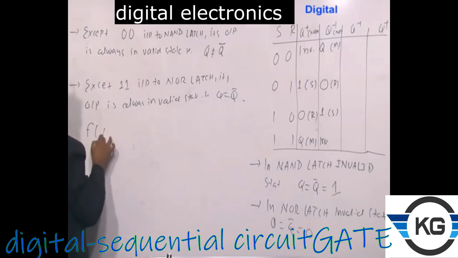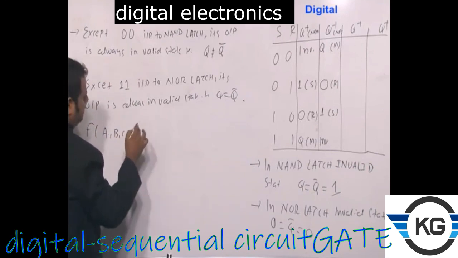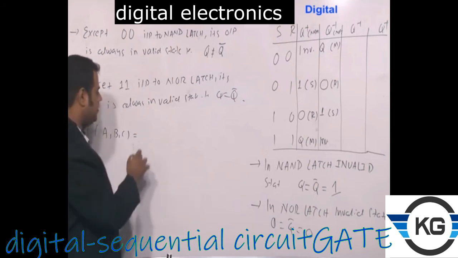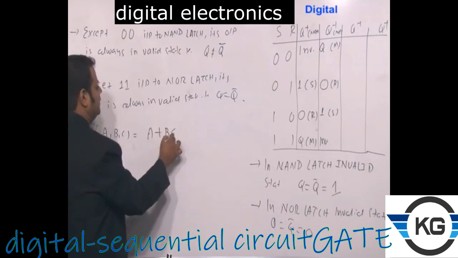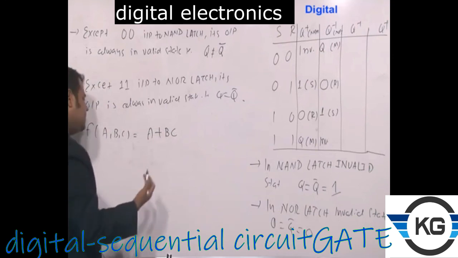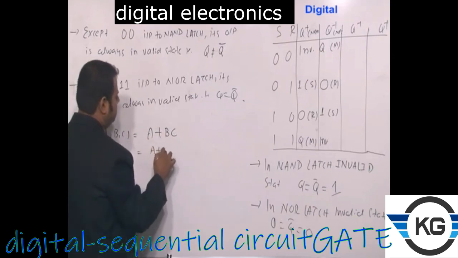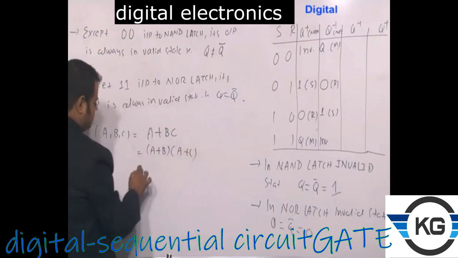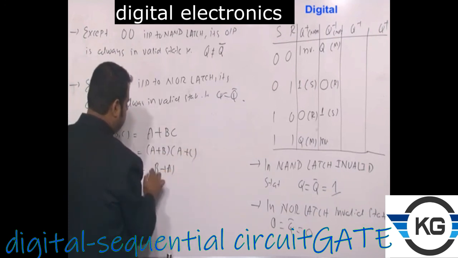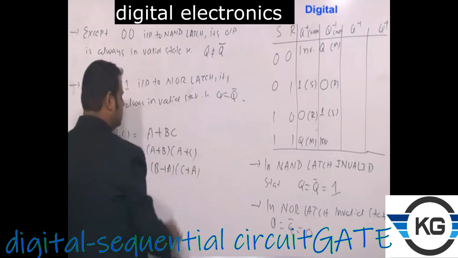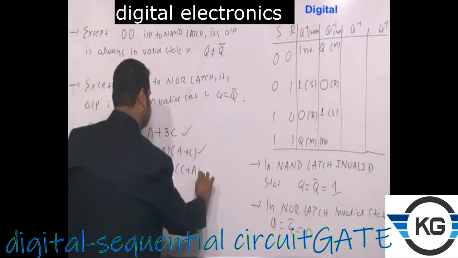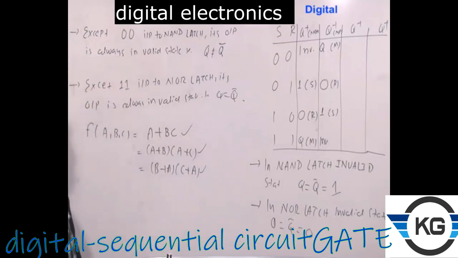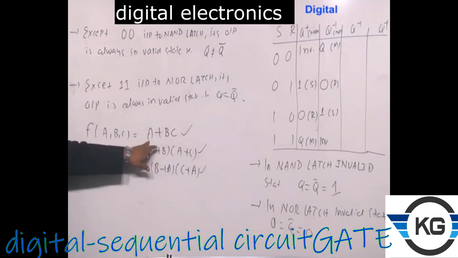suppose f is a function of A, B, C, whose Boolean expression I am denoting by A plus BC. This I can write as (A plus B) into (A plus C), is it not? Also, I can manipulate this as (B plus A) into (C plus A). This is also not wrong, this is also right. This is right, this is right, this is also right. However, the min terms of this function are constant, right? If you find the min terms, they will be constant.